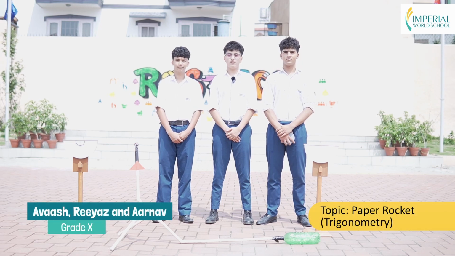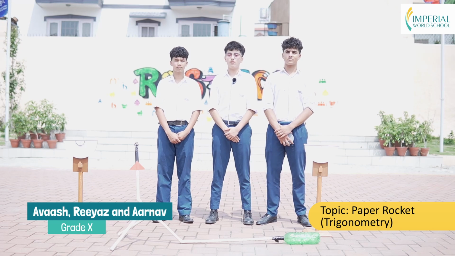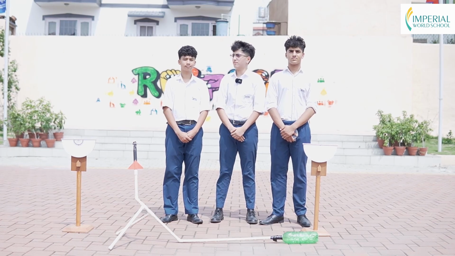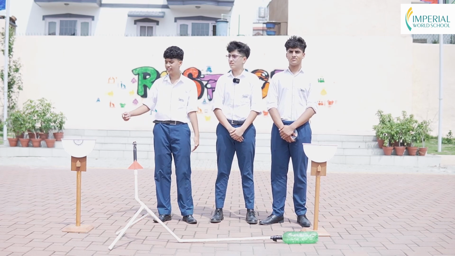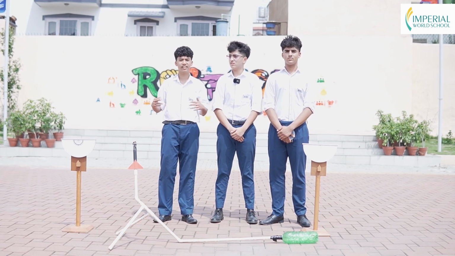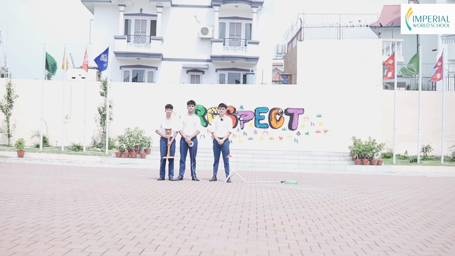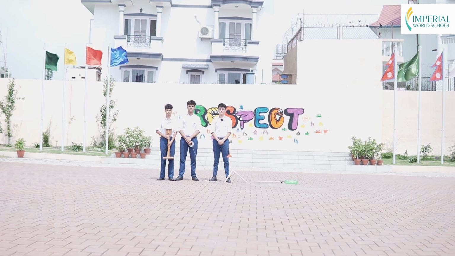Aarnav. And today we're going to perform a short presentation to see the maximum height the rocket travels using trigonometry. So Reeyaz, how are we going to measure the maximum height traveled by the rocket? We are going to measure the height of the rocket using the clinometer, which is going to be placed in the opposite direction towards the rocket. So now we are going to place the clinometers exactly 9.5 meters away from the rocket. So let's start.